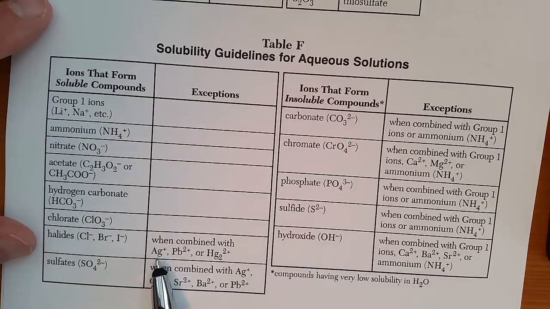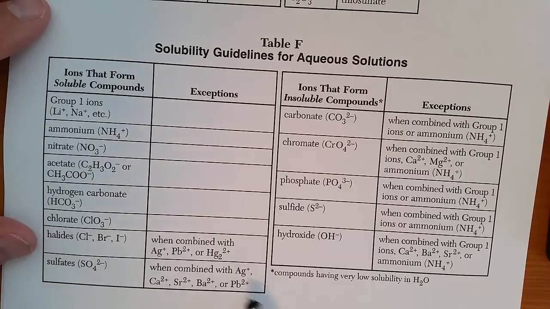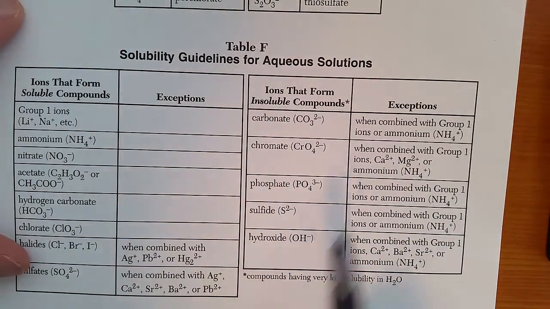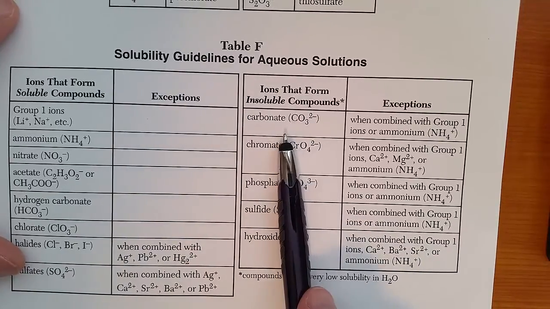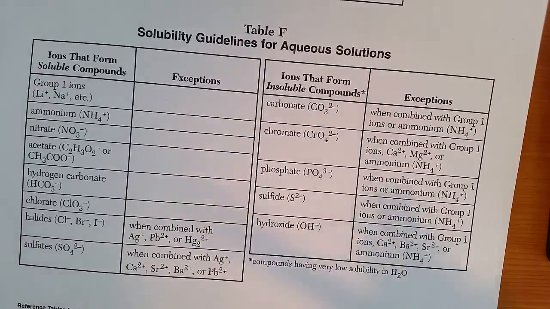However, there are some exceptions. If you have silver chloride, it will not dissolve. Lead chloride will not dissolve. Lead iodide will not dissolve. Sulfates are always soluble unless they're bonded with silver, calcium, strontium, etc. Next to that, we have things that form insoluble compounds, and these always have exceptions. So carbonate is always going to form an insoluble compound unless it's bonded with a group 1 ion or ammonium, etc.